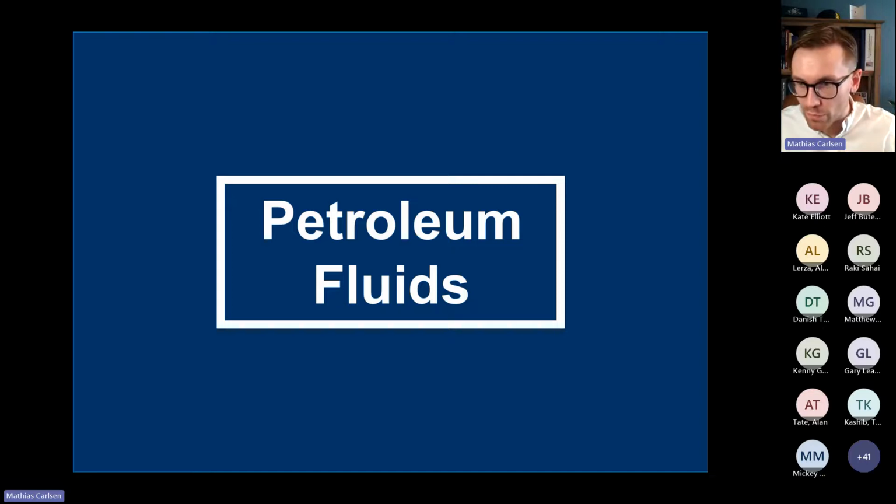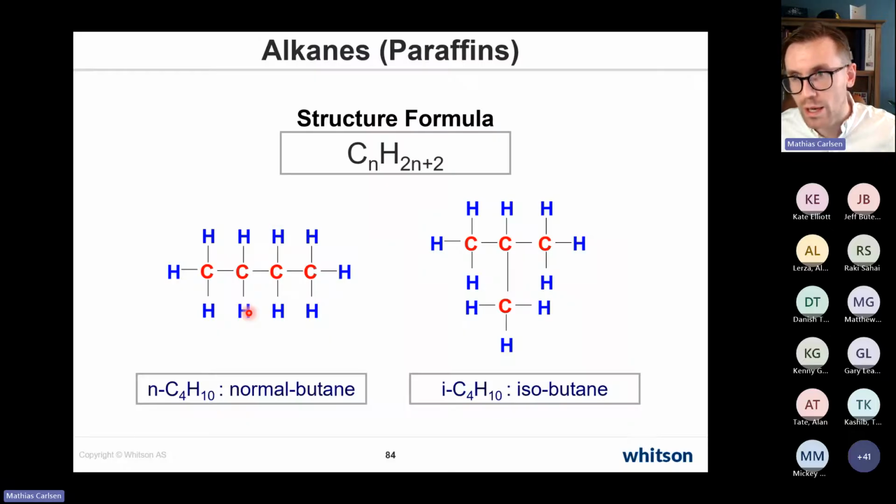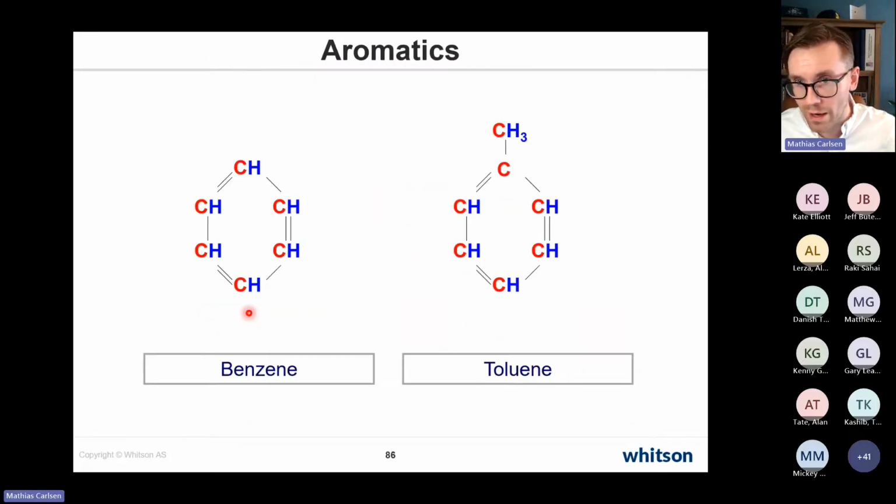Some of the stuff here is meant for reference that you can keep later. What did Matthias say about fluid sampling, and so on. So we'll go through it. But when it comes to petroleum fluids, we typically deal with alkanes, what's called paraffins, naphthenes, and aromatics.